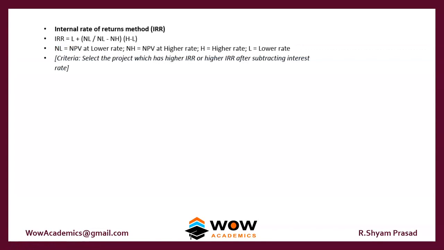So we'll start with this method. This is called the IRR method. So IRR formula works like this: L plus NL over NL minus NH, into H minus L. So when we do the problem, we can understand it. So here is the explanation which is being given. NL refers to NPV at lower rate, NH refers to NPV at higher rate, H refers to higher rate, and L refers to lower rate.